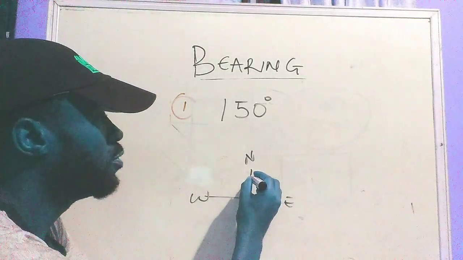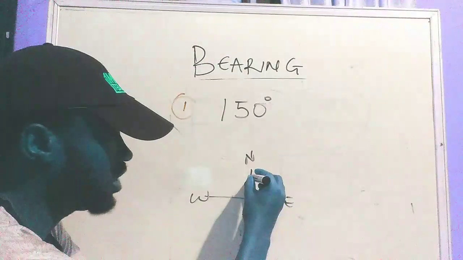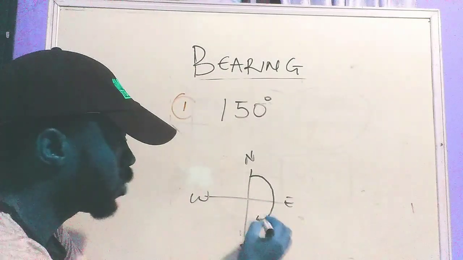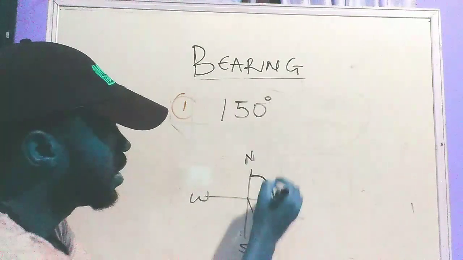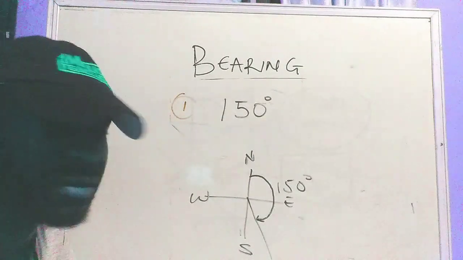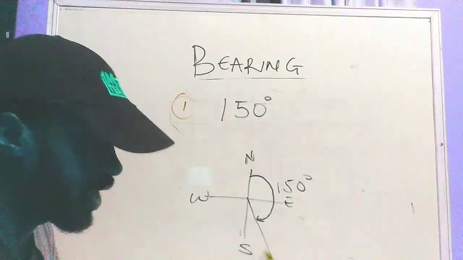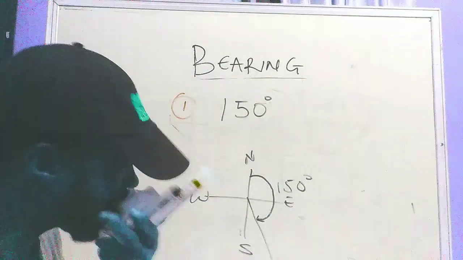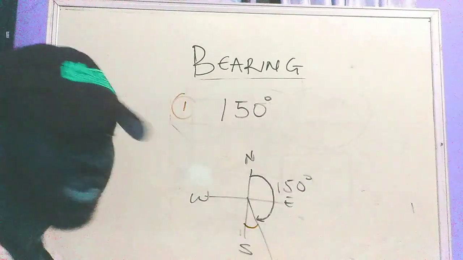We move from the north because three-figure bearing will start from the north and move in a clockwise direction. So let's move 90, 150 should be somewhere here. If you get here, this is 180. So we stop somewhere, which is 150. Now let's look out for the acute angle that starts from either the north or the south that touches this line. If you look at this, can we get the acute angle? Yes. And the acute angle is this. It starts from the south and it's touching this line.